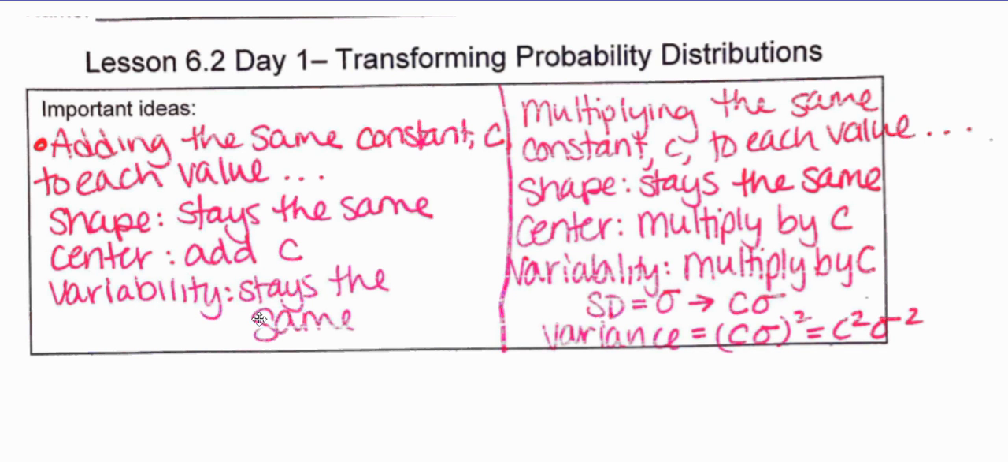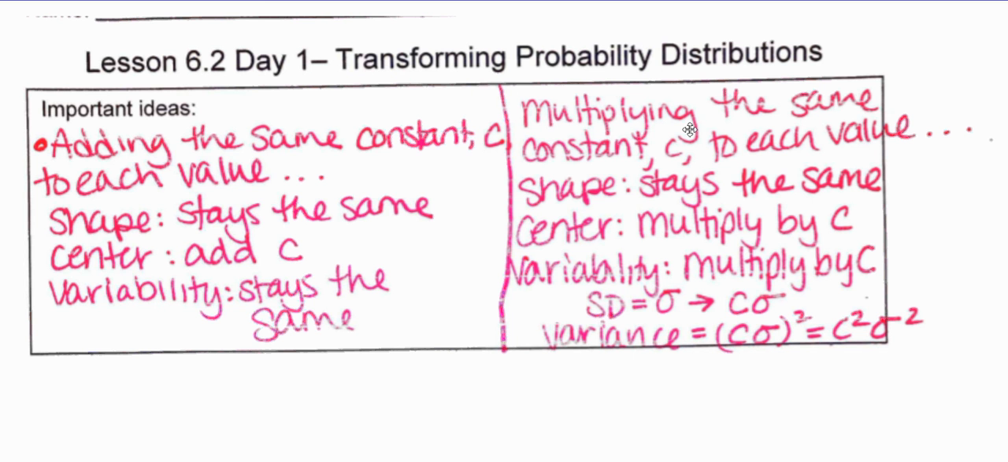All right, welcome back, and we're going to talk about 6.2, transforming probability distributions. The key things you need to know about probability distributions when you're transforming them: when you're adding the same constant c to each value, the shape of the distribution stays the same. The center, we add c, and the variability stays the same. Very similar to when we did these distributions earlier in the year.